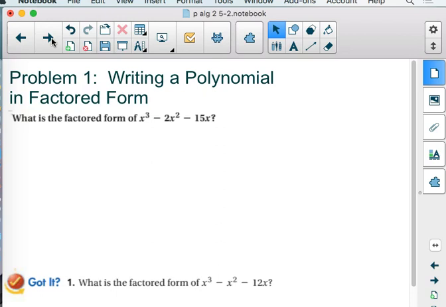What we have to do is figure out, how do you know what this is going to look like without putting it in the calculator? Well, we already get a pretty good idea about this thing. It says x cubed minus 2x squared.